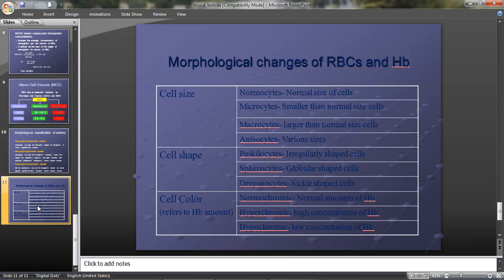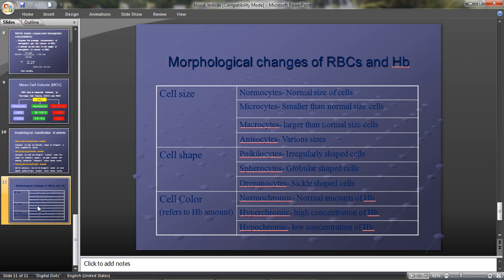Now, morphological changes of the RBC and hemoglobin. Cell size: it could be a normocyte, normal size of the cell. It could be a microcyte, smaller than the normal size. It could be a macrocyte, larger than normal size. It could be anisocytes, where there is variation in the size of the RBCs in the same population. Some might be smaller, some might be normal, some might be larger.